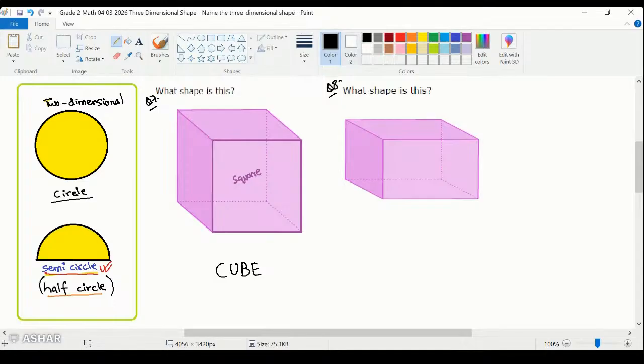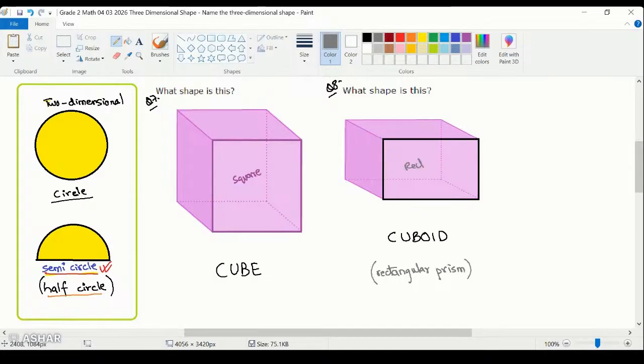But if the front of the box was a rectangle, we can call this a cuboid, or we can call it a rectangular prism. Either of these names is correct because it's a rectangle front.